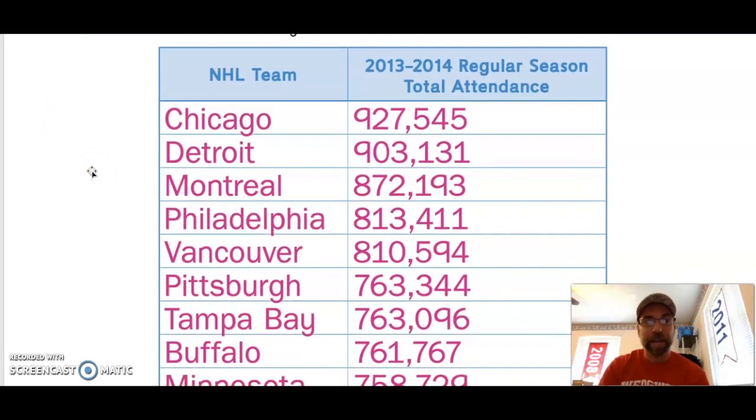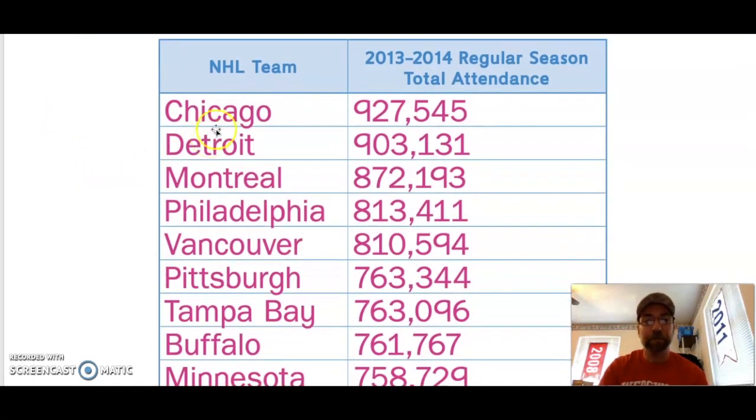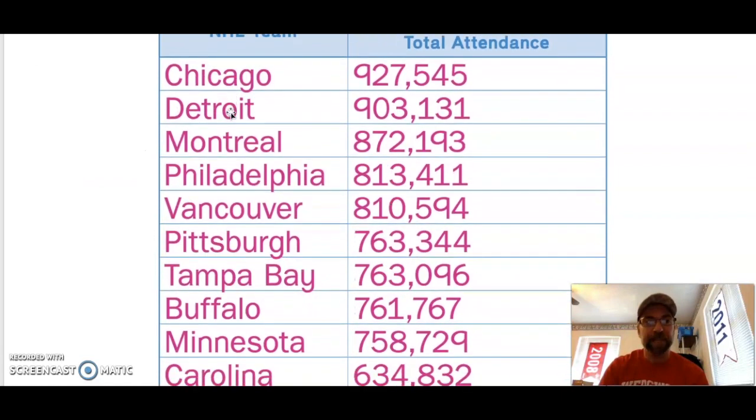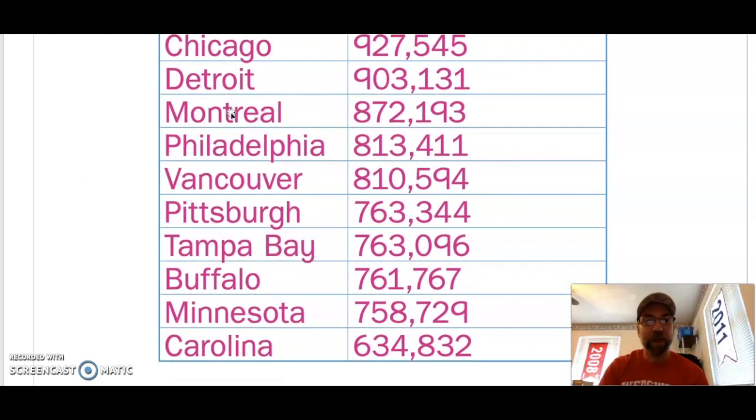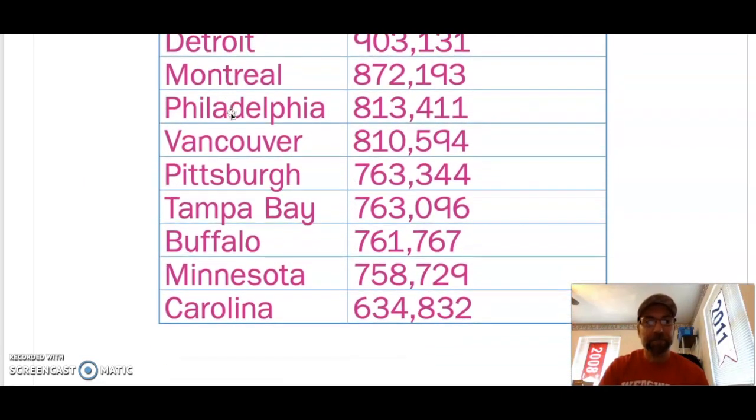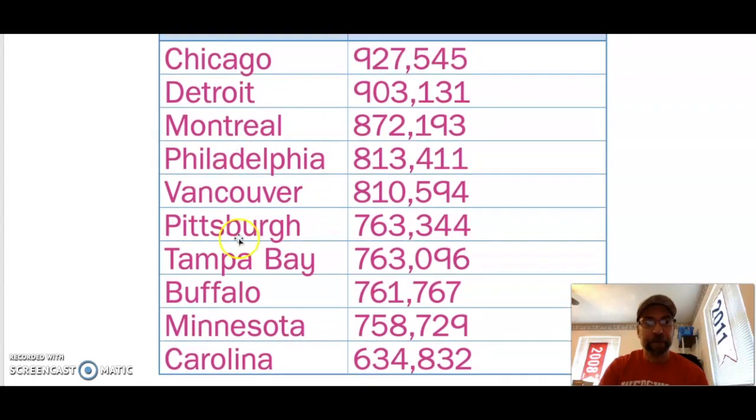All right, 4th grade, here are the teams in order. Chicago, Detroit, Montreal, Philadelphia, Vancouver, Pittsburgh, Tampa Bay, Buffalo, Minnesota, and Carolina. Hopefully you were able to get that challenge correct, which would make you a master at putting some large numbers in order from greatest to least.